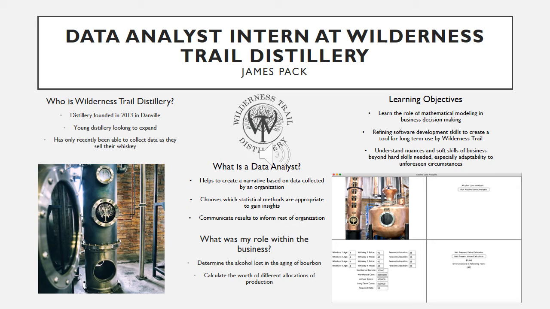And from this, I then created this program you can see in the bottom right that is at this point still unfinished, that allowed for variable entry for the age of the bourbon, the price, and how much of the production was going to go towards that, as well as putting in some costs. You can run an alcohol loss analysis to see how much alcohol is estimated to be lost over a certain number of years. You can look at the net present value, which is just another way of measuring the value of an allocation of production. And this allows Wilderness Trail to get a better insight into how they should be producing their bourbon.